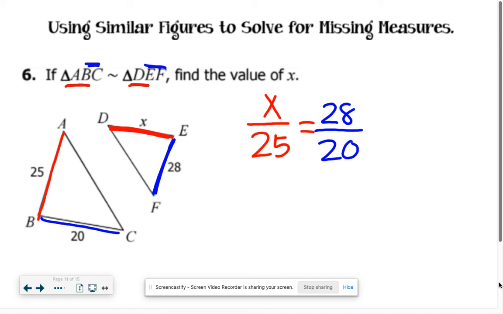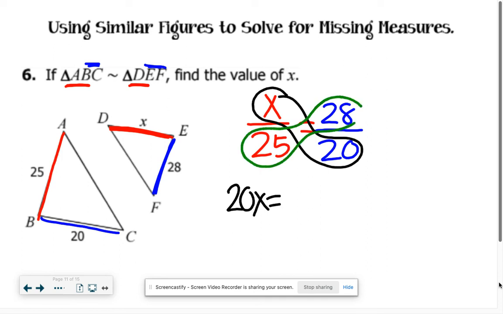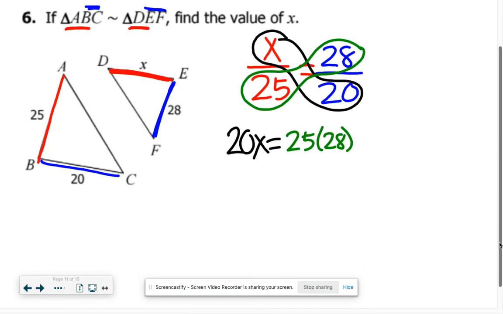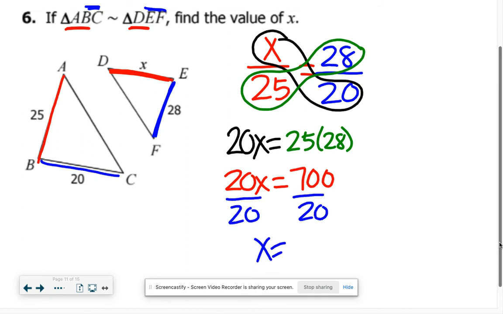And now I know you guys know how to solve those. How do we solve something like this? Cross multiply. Circle. And then we divide out. 25. 35.